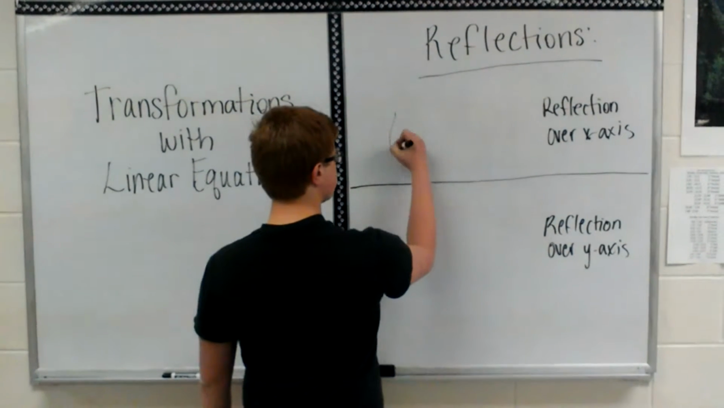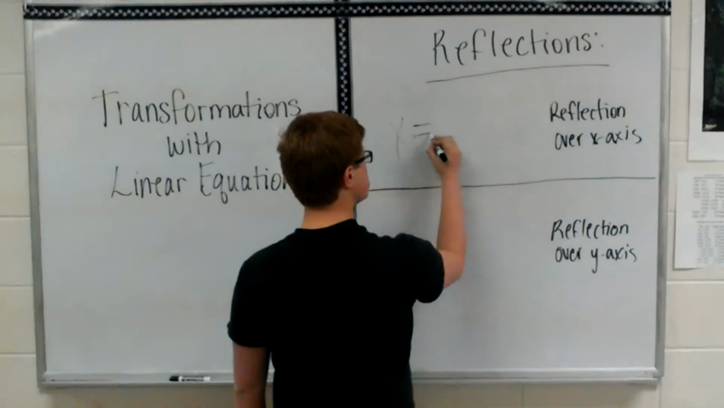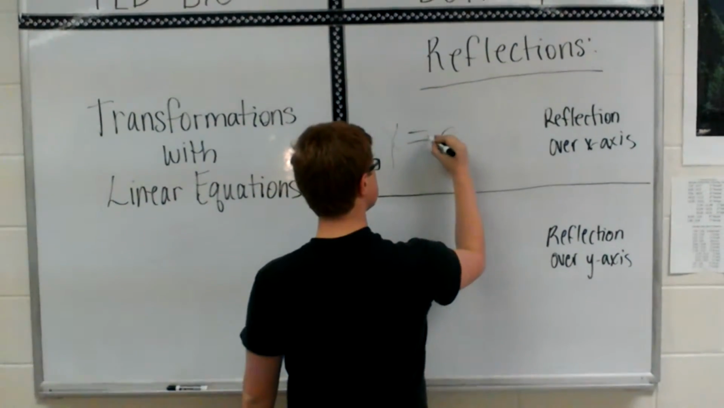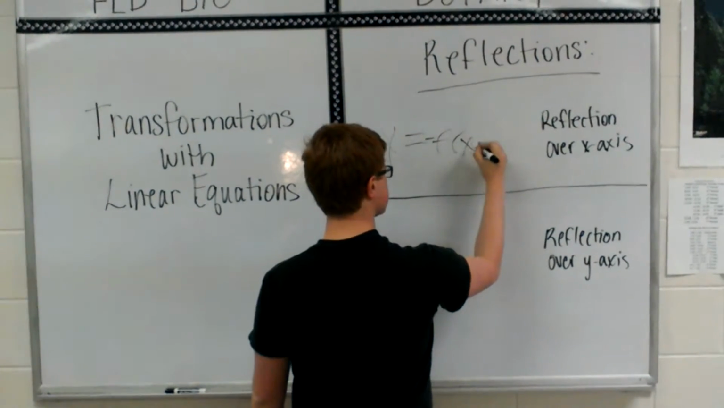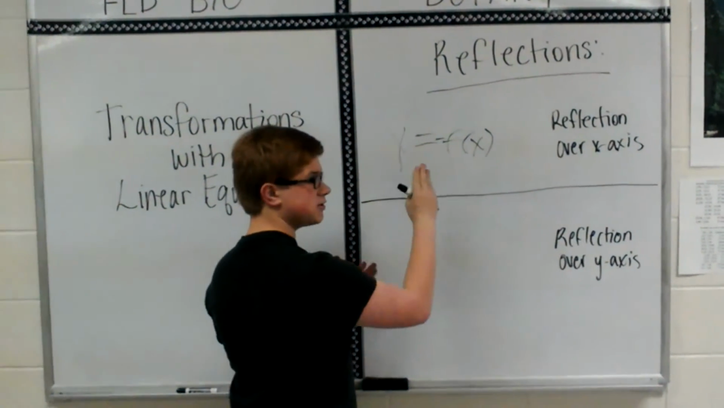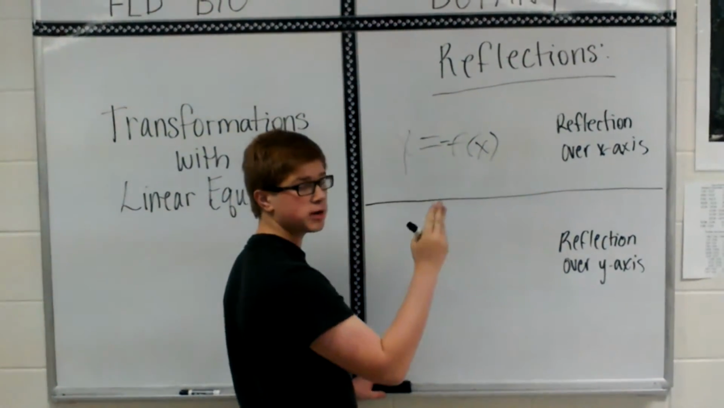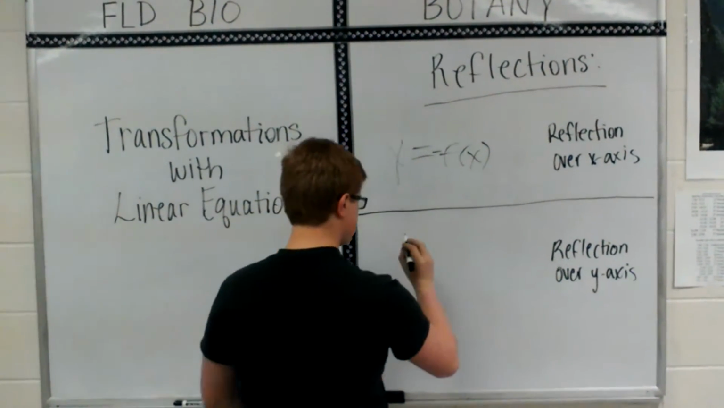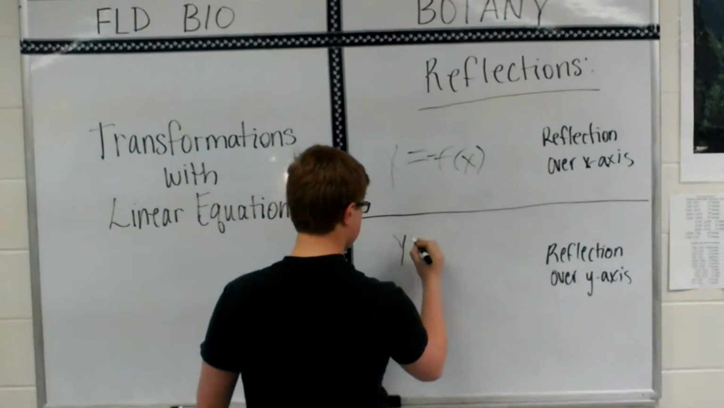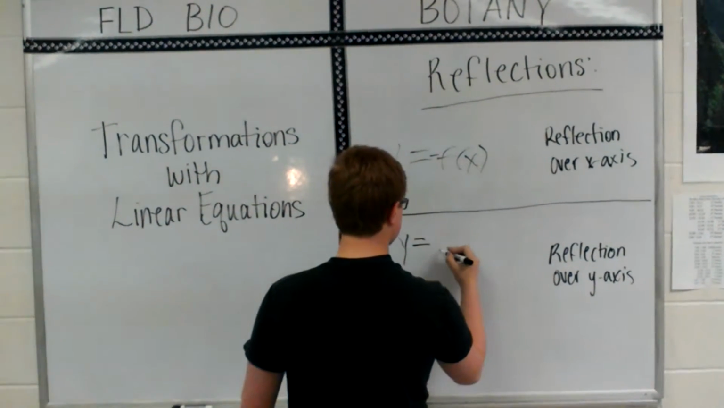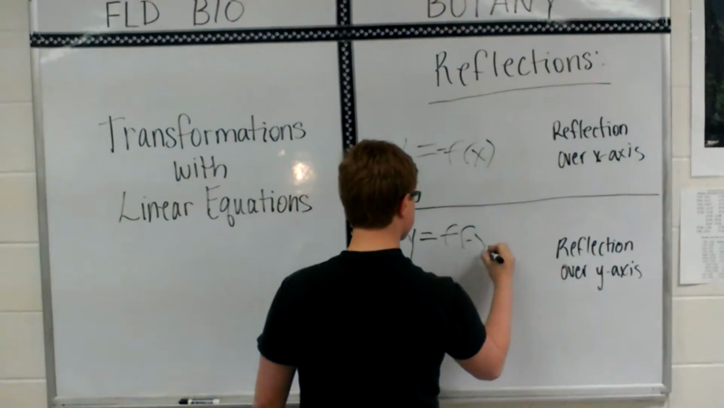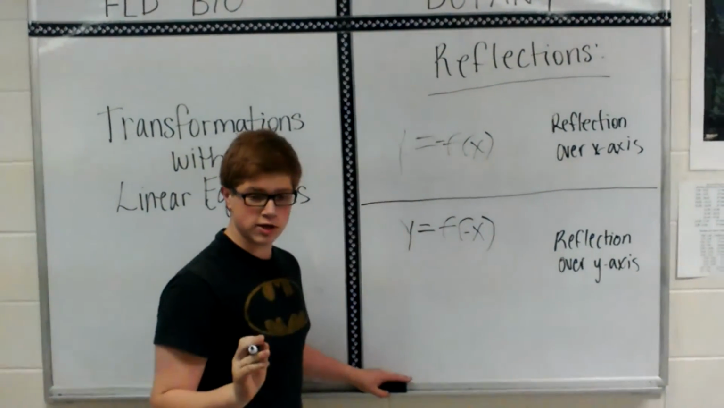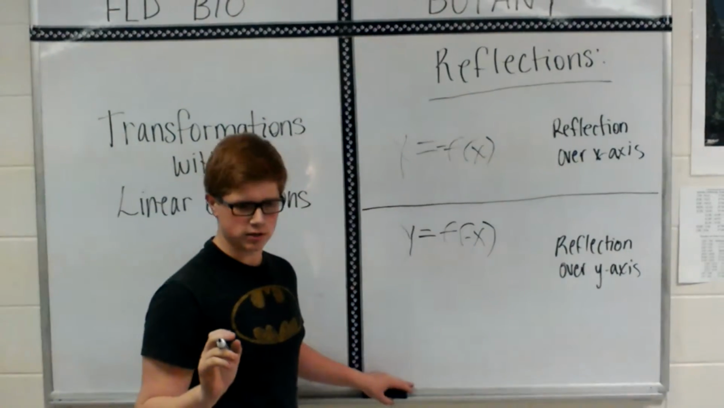When reflecting over the x-axis, you use the function y equals negative f of x, which represents that the whole function itself is being multiplied by negative 1. When reflecting over the y-axis, you use the function y equals f of negative x, showing that the base variable of your equation is being multiplied by negative 1.